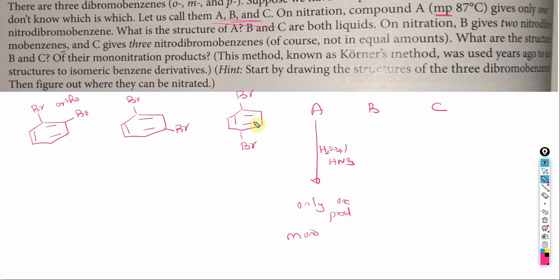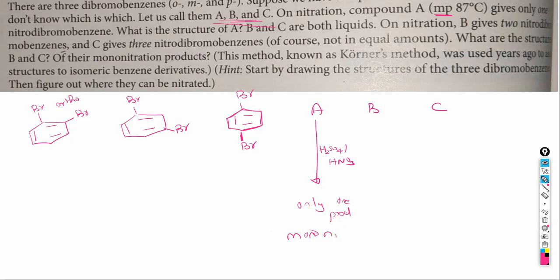That is a mononitration product. So basically you are nitrating this ring and replacing one of the hydrogens. When you nitrate a bromobenzene, the bromine is not going to leave. You are only going to replace the hydrogen in the molecule, and when you do that you get a mononitration product. That's what you need to know from here.